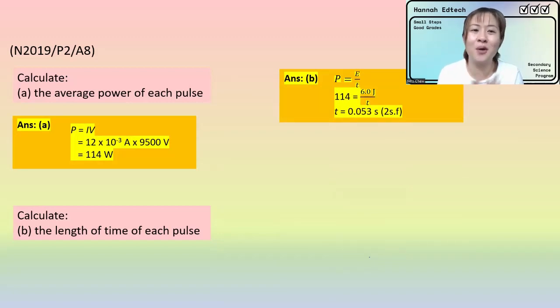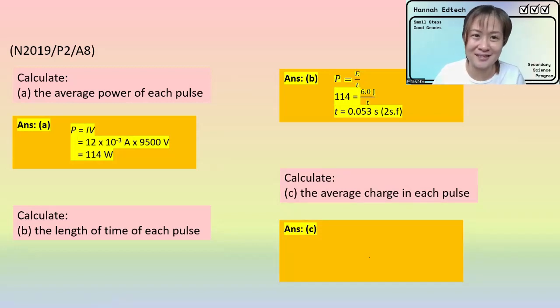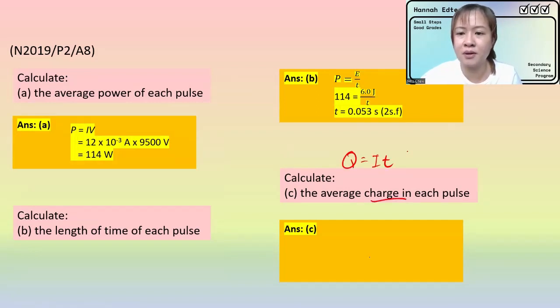Another formula for power is power equals energy over time. So since you already have the power, 114, and you have the energy given in the previous slide, you just do a cross multiply and solve. Now calculate the average charge. Charge has two formulas: Q = It, or V = work done over charge. Okay, let me write down for you. So for charge, please think of these two formulas. Voltage is equal to work done or energy over charge.